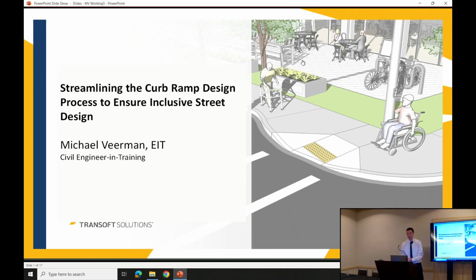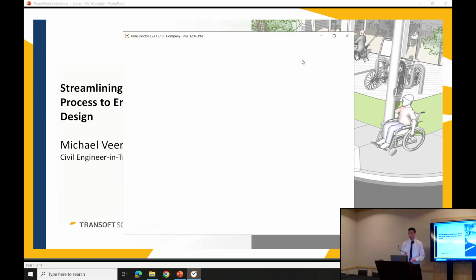Today I'm going to be talking about streamlining the curb ramp design process in CAD and explore the tools designers have available. A curb ramp is a short ramp cutting through a curb or built up to it. If designed and constructed to be accessible, a curb ramp provides an accessible route that people with disabilities can use to safely transition from a roadway to a sidewalk and vice versa.